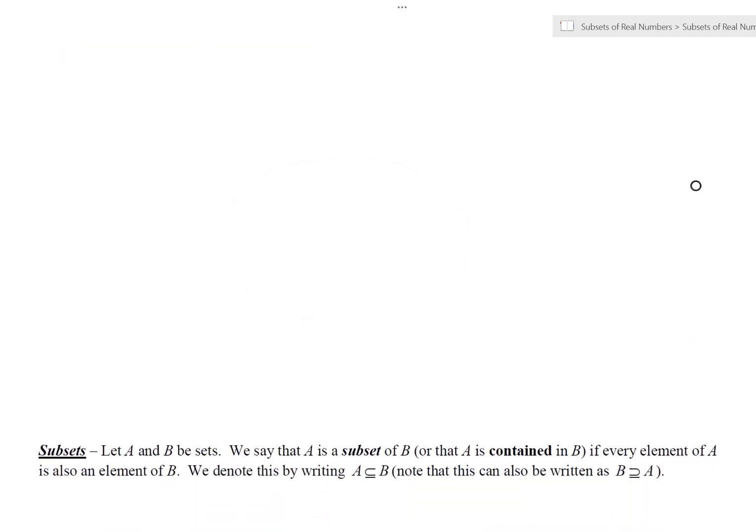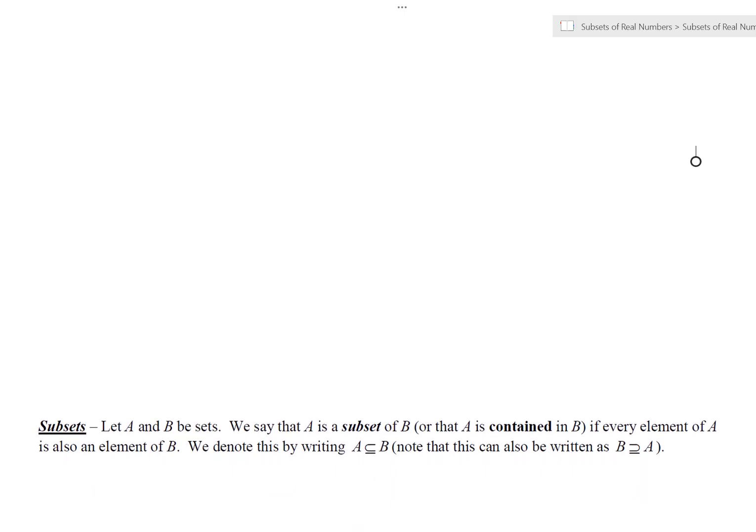Okay, what is a subset? Well, let A and B be sets. Then we say that A is a subset of the set B, or we could also say A is contained in B, but usually we use subset. So A is a subset of B if every element of A is also an element of B.